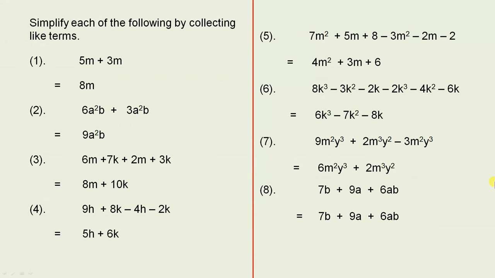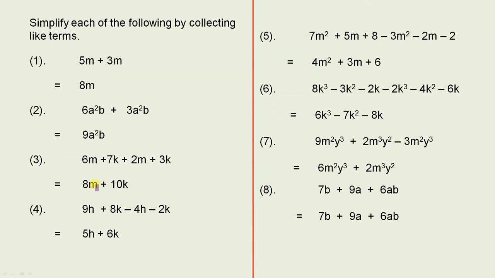Let's look at some examples. Simplify each of the following by collecting like terms. 5m plus 3m is 8m. The letters are the same. Each of them has a power of 1, so we just add the leading terms. 5 plus 3 is 8. They are like terms because the letters and the powers are the same, so that's 9a squared b.